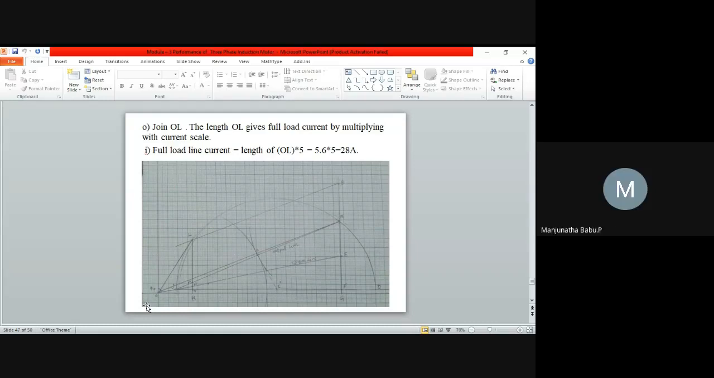Done? Sir. Now you measure the length OL. So OL length gives the full load line current. By multiplying by your current scale, it gives the full load line current. So now we are coming to the solution from the graph.